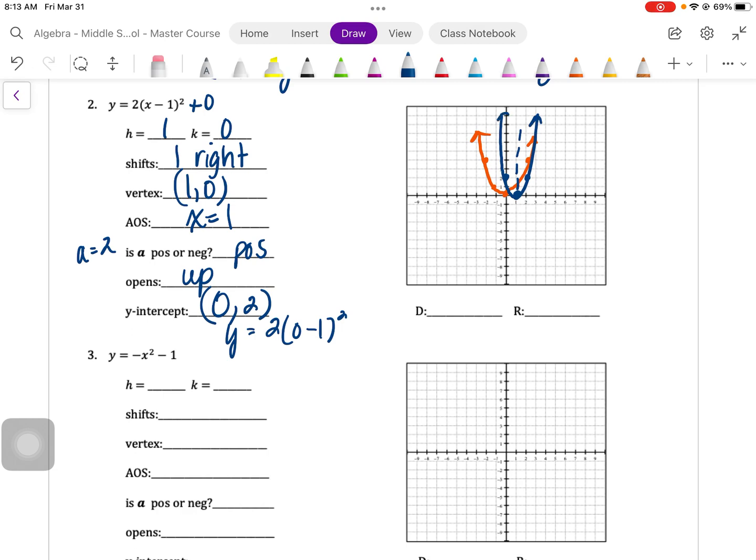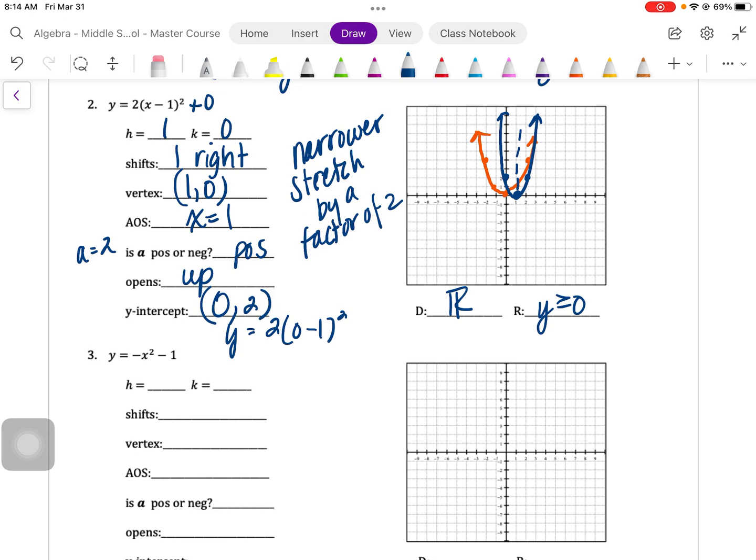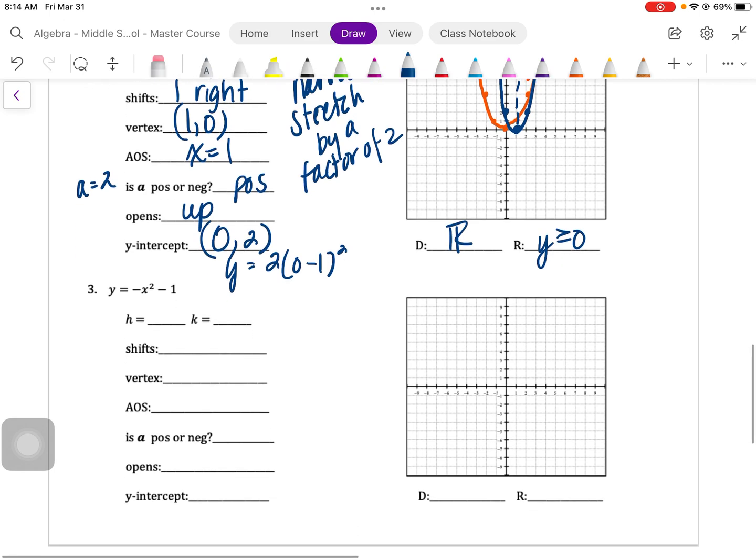Okay, now we can see that our graph shifted 1 unit to the right. I'm going to give the domain, which is all reals. The range is y is greater than or equal to 0. What you might also notice is this graph is narrower than the parent function, okay? We call that a stretch by a factor of 2, okay? And that factor of 2 comes from the value of a. So it's 2 times bigger, or it stretches by a factor of 2, okay? So in other words, all the values are just being multiplied by 2.